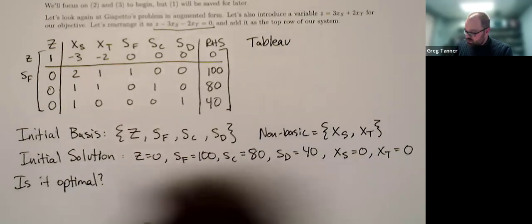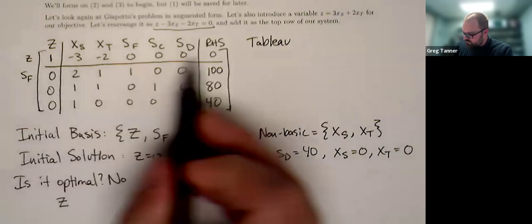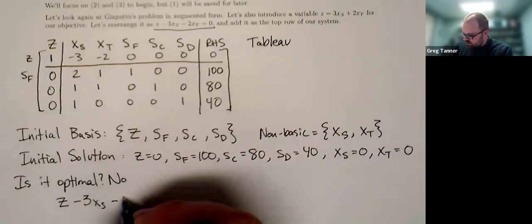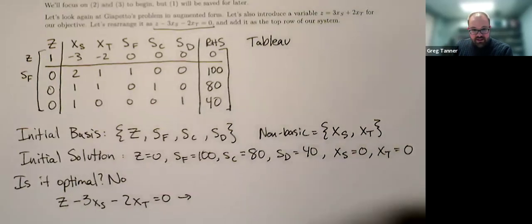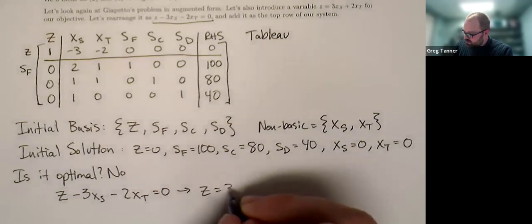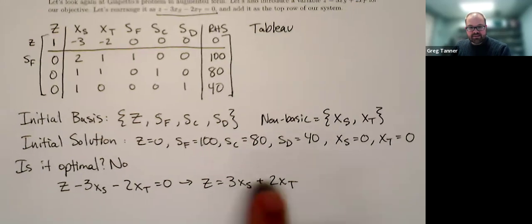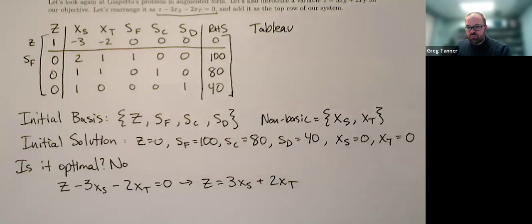And then we can say no, but why is that? Well, z, if we read off this first row, z minus 3xs minus 2xt equals 0, or actually moving these back over to the other side, z equals 3xs plus 2xt. Now, xs and xt are currently non-basic variables, meaning that they're currently set to 0.